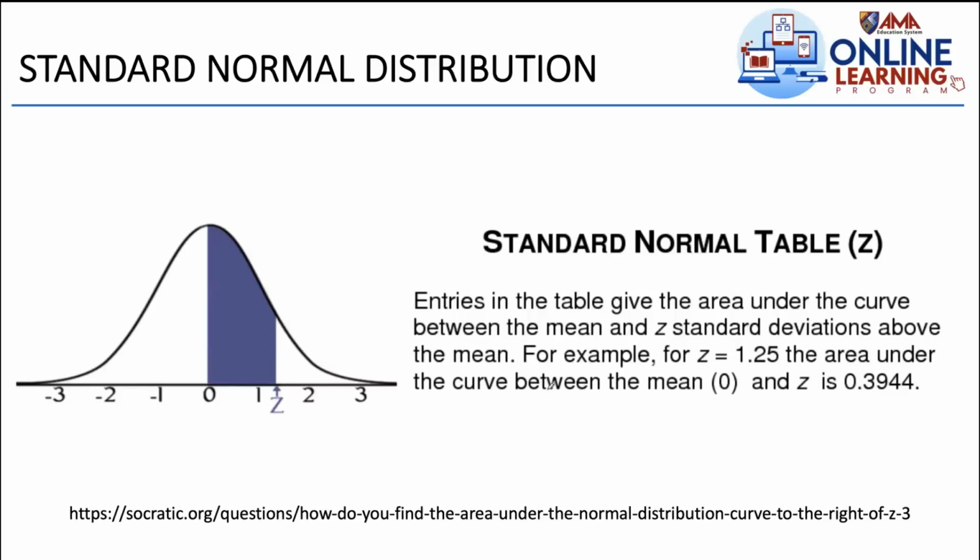So how do you understand it? Now we have the z, no? It's not the x anymore, it's the z value, z score. So entries in the table give the area under the curve, no? Between the mean 0 and the z standard deviations above the mean. For example, if you have 1.25, so that's 1.25 standard deviations above the mean, right? The area under the curve between the mean 0 and the 1.25 is this. Where did I get this? In the table. So you have to locate the 1.25 in the table.